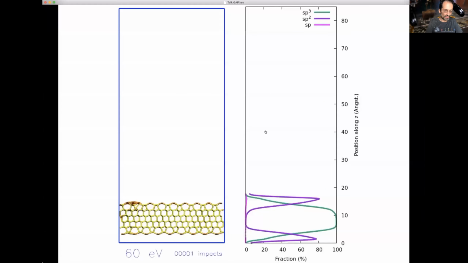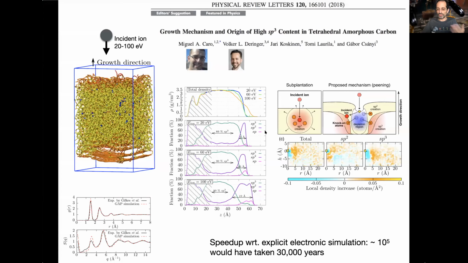So if we go back to this slide, once we have a simulation that's actually credible, which we believe, now we can actually study what's going on. So people have thought before that the mechanism of growth is so-called subplantation. So the incident ion comes in, and that high kinetic energy sort of densifies the structure underneath the impact site. And when you analyze this molecular dynamics trajectory, it turns out that that's not what happens at all. So you come in with this, what happens is the so-called peening mechanism.